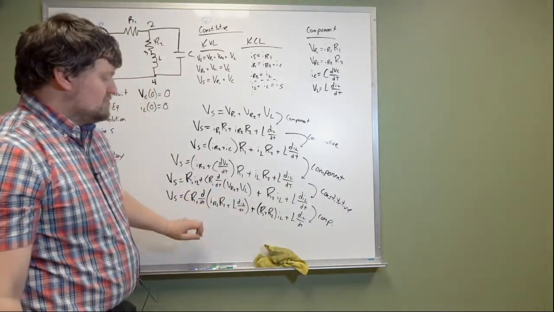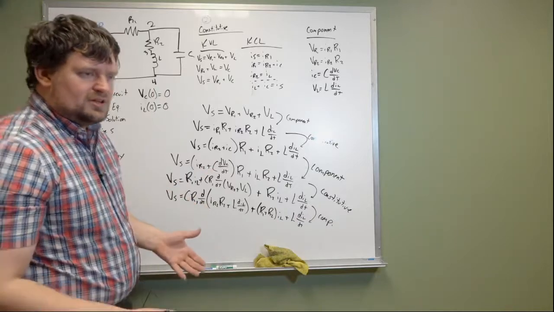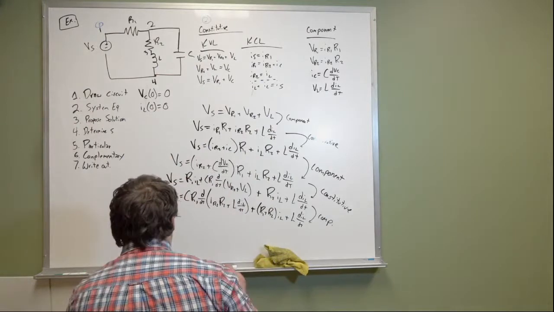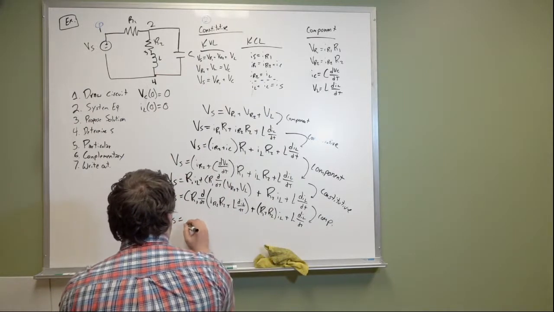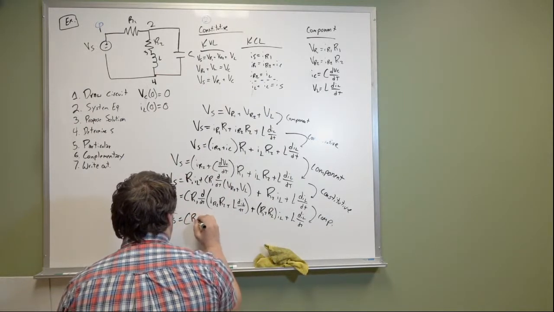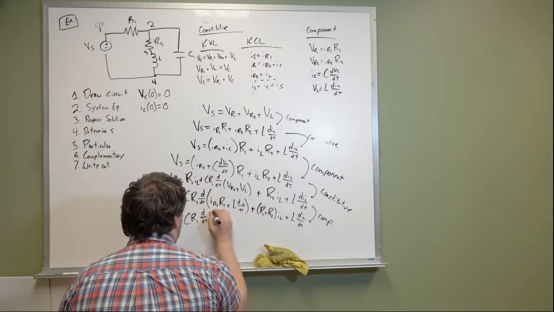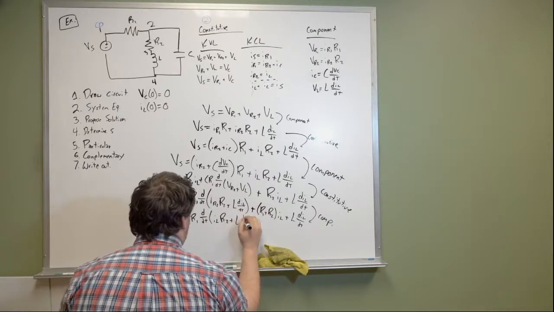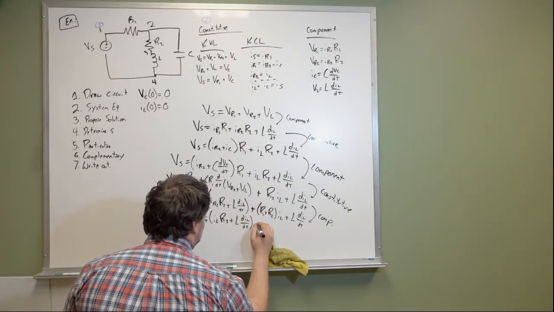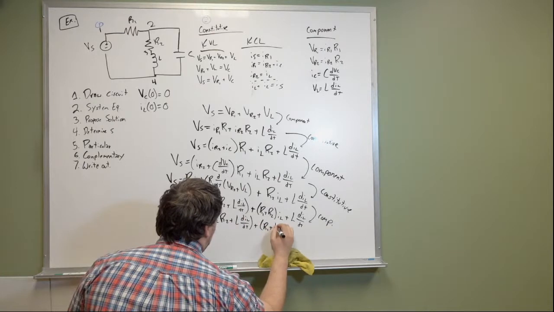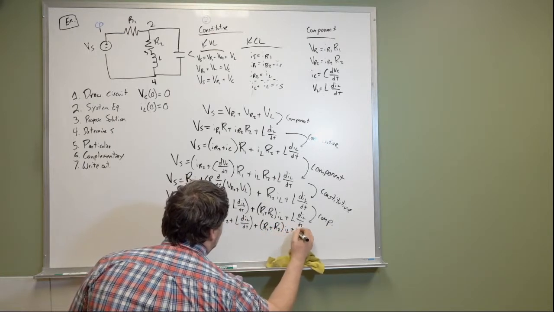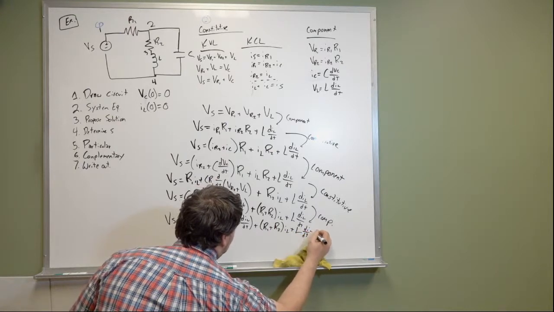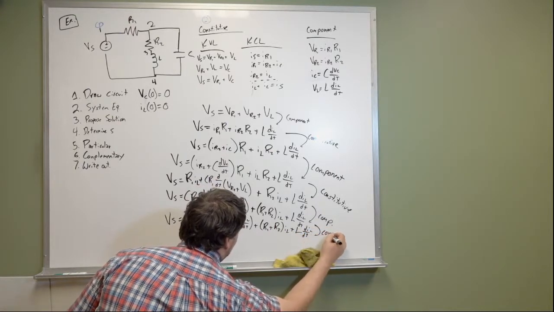So I'm going to go ahead and do one more constitutive equation, and then we'll do a little bit of cleanup, and we'll have our overall system equation here. So Vs is equal to C times R1 times the derivative of (IL R2 plus L dIL/dt) plus (R1 plus R2) IL plus L dIL/dt. And that was a constitutive equation.